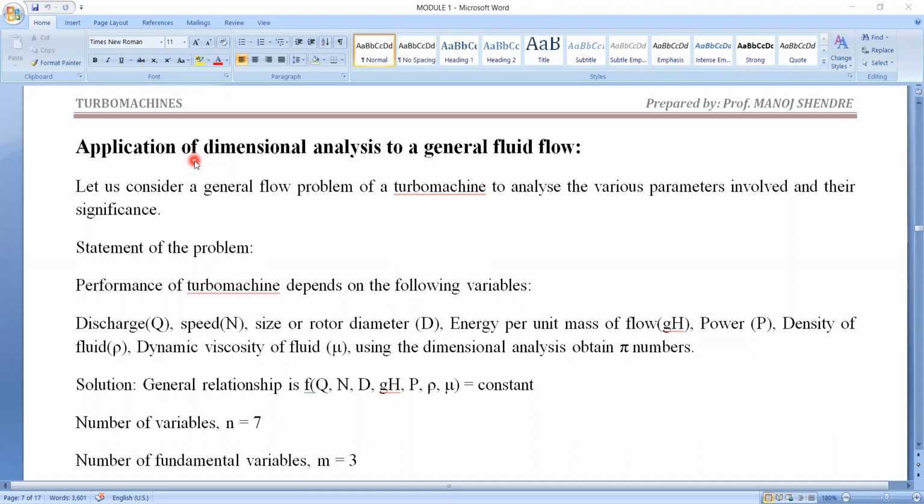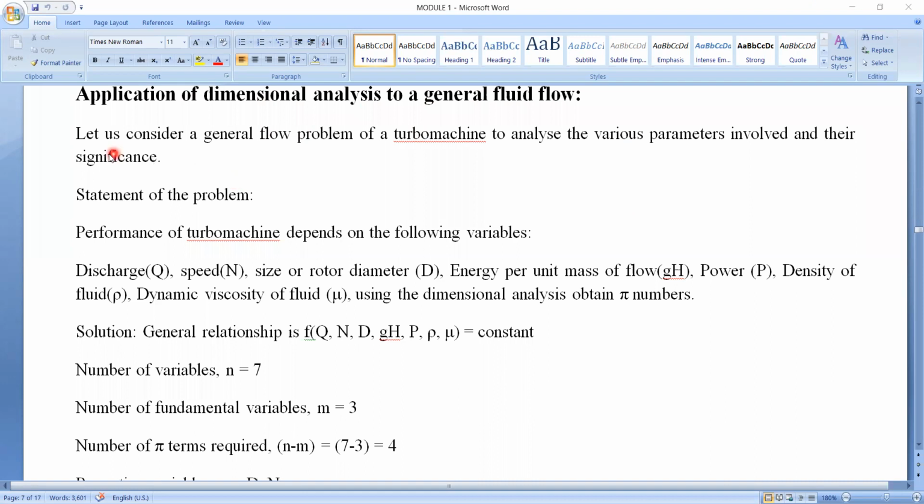So this is the third lecture in which we are going to study the application of dimensional analysis to the general fluid flow. The remaining two videos, lecture number 1 and lecture number 2, are there in the video playlist, so kindly follow that playlist. So let us see the application of dimensional analysis to the general fluid flow.